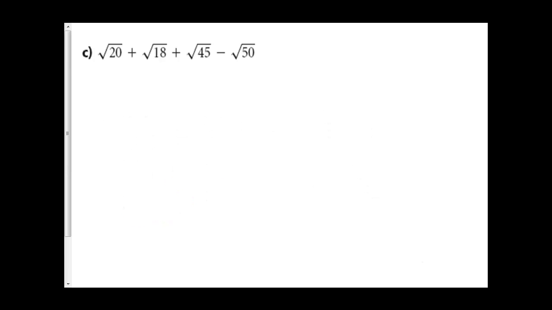A final example with just numbers. Here I have root 20, root 18, root 45, and root 50. Clearly these are not all like radicals. We're going to see if we can reduce them. So the 20, I'm going to use the perfect squares method this way. 20 is 4 times 5. 18 is 2 times 9. 45 is 5 times 9. And 50 is 25 times 2. So I thought of a perfect square that can divide nicely into all of these. And then I take the square root of that perfect square.